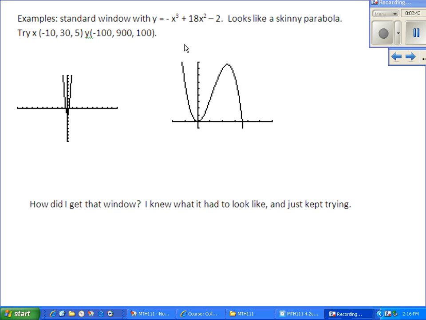Okay, so why is this important? If we take a look at this cubic here, negative x cubed, from what we saw in the previous slide, we would expect it to be increasing off to the left and decreasing as we go to the right. But if you graph this on your calculator using the standard window, negative 10 to 10, negative 10 to 10, you're going to see something that looks like a skinny parabola. But if you change the window, let x go from negative 10 to 30, and y go from negative 100 to positive 900, then we're going to see the graph that we'd expect to see from a negative x cubed. How did I come up with that window? I knew what it should look like, and I just kept trying.